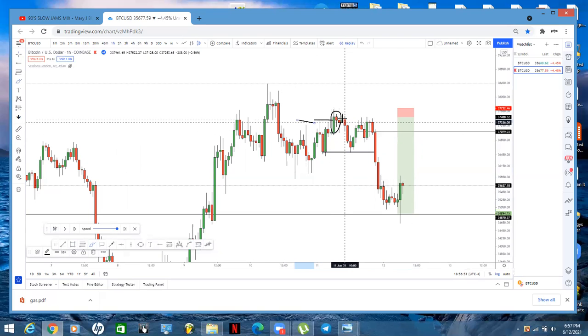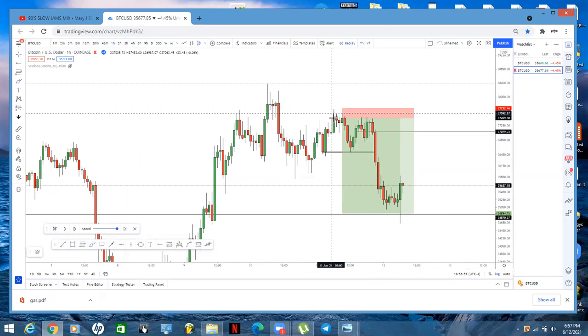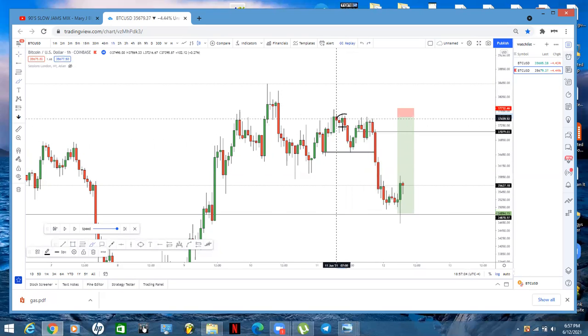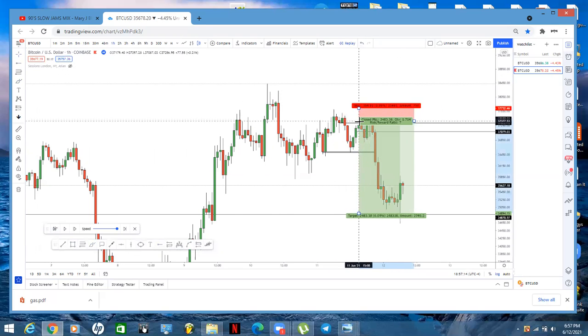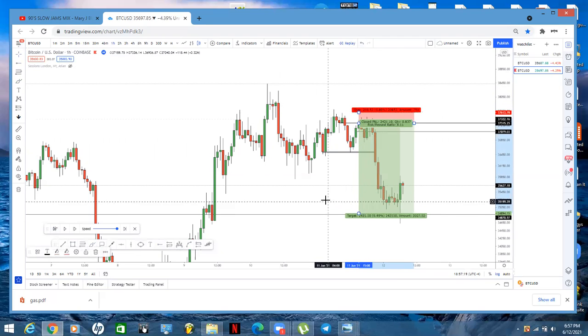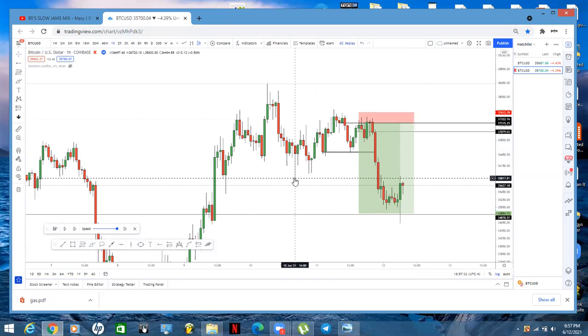So this was your structure break right here. This was your last up move before the structure break. So that would have been your order block right there, and you could have just had an order right there. And there could have been a trade right there as well. So it's all about how you want to play it, you know what I'm saying?